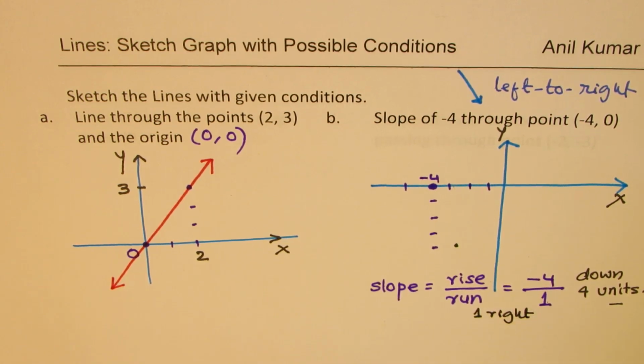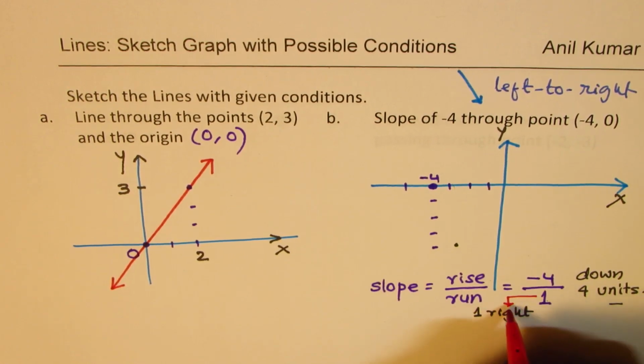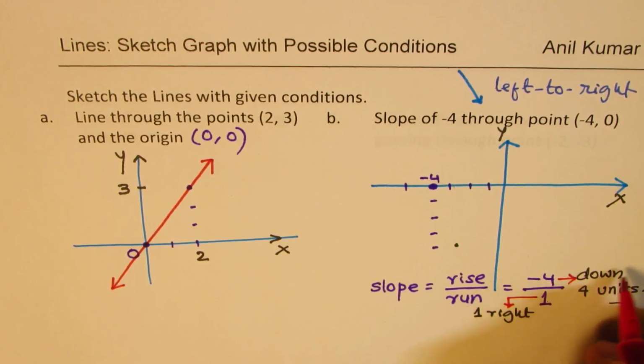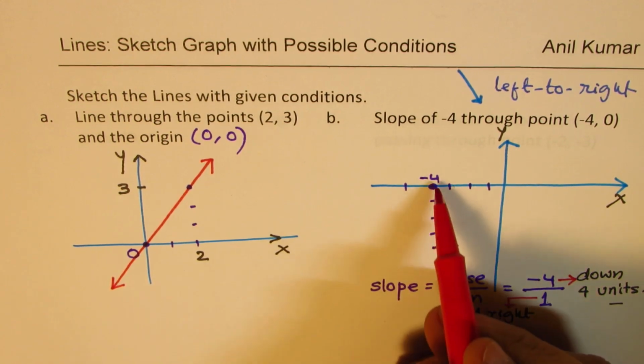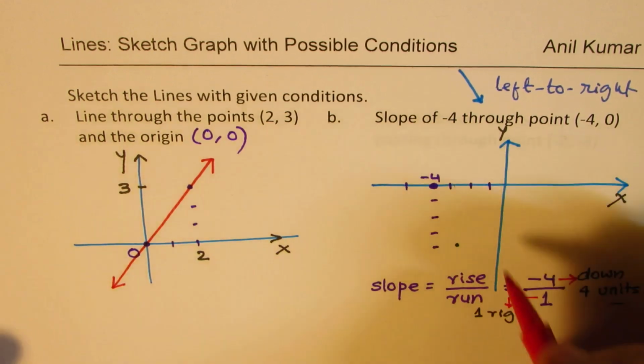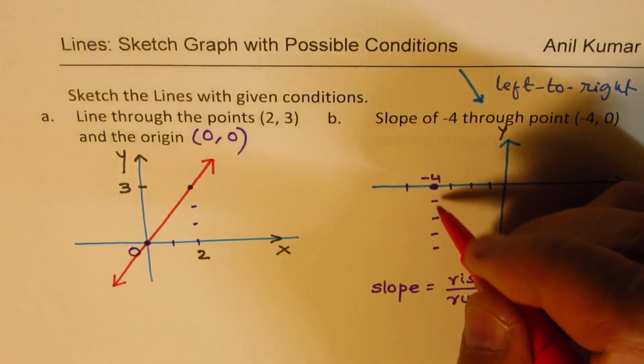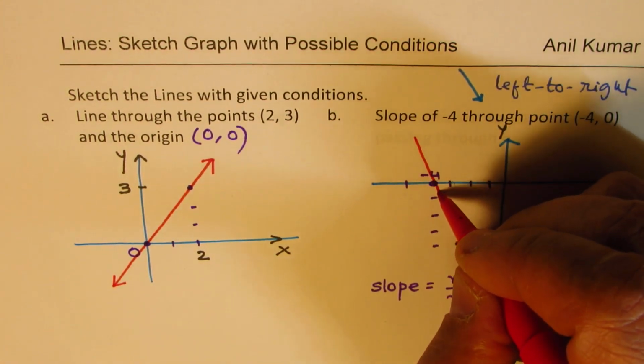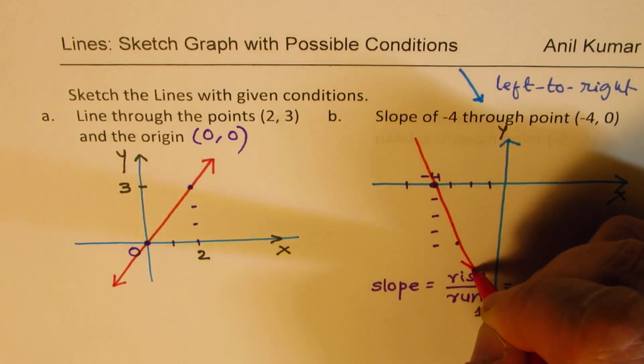Positive means right or up. Is that okay? So that is the meaning. So 1 means 1 unit right, and minus 4 means down 4 units. So when you go down 4 units and 1 right, you reach this point. Now the idea is we have to just connect these 2 points by a straight line, correct? Use a scale or a ruler and then draw.